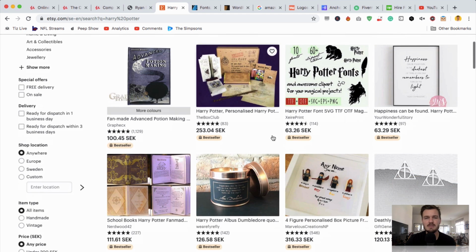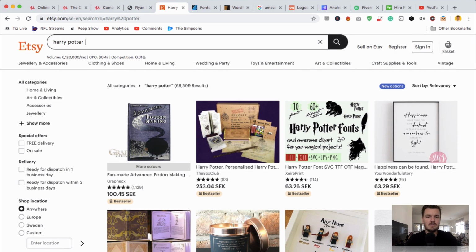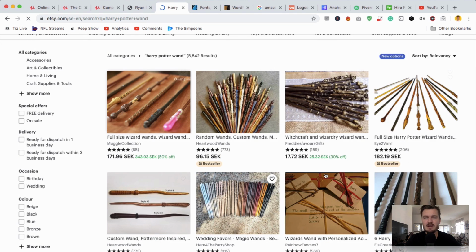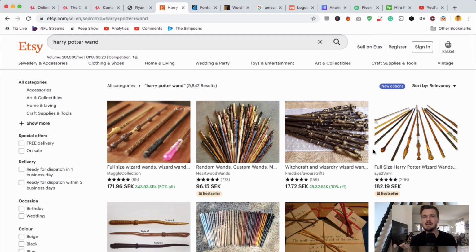So someone's created this kind of picture here, but what I actually got was a woodworker. They created a Harry Potter wand, and you can see all of these custom Harry Potter wands. Someone was passionate about woodworking, and they were able to sell these wands for like $30 or $40, which they would have enjoyed doing anyway. That's one of the great things about Etsy. If you're passionate about something, if you're good working with your hands, Etsy's a great one as well.